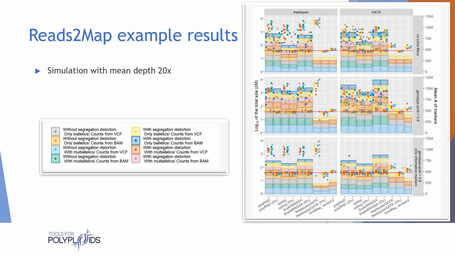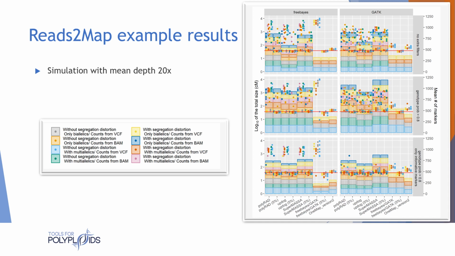Here you can see an example result from the simulated Reads2Map workflow. We ran the workflow using mean read depth of 20x with 5 repetitions, with and without segregation distortion, and with counts from the BAM alignment files and VCF files. The genotype probabilities from each software and also a global error rate of 5% were used in the OneMap HMM chain to estimate the genetic distance.